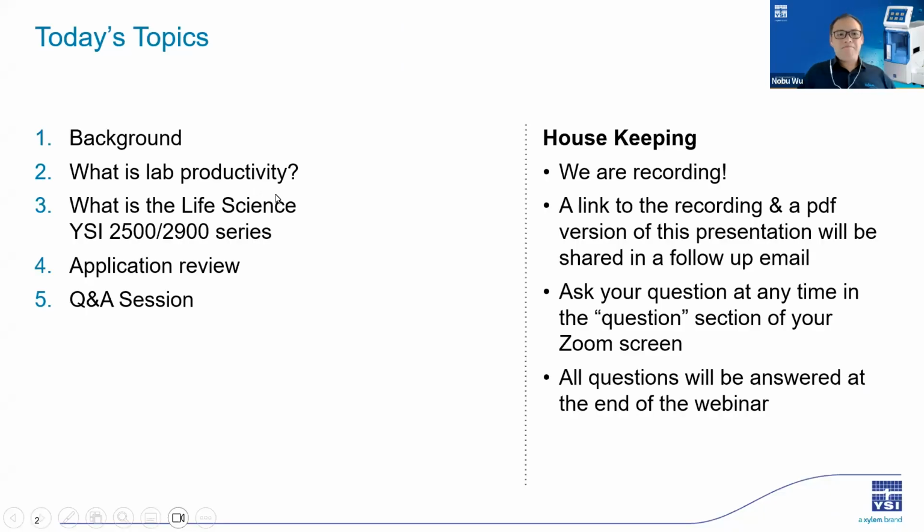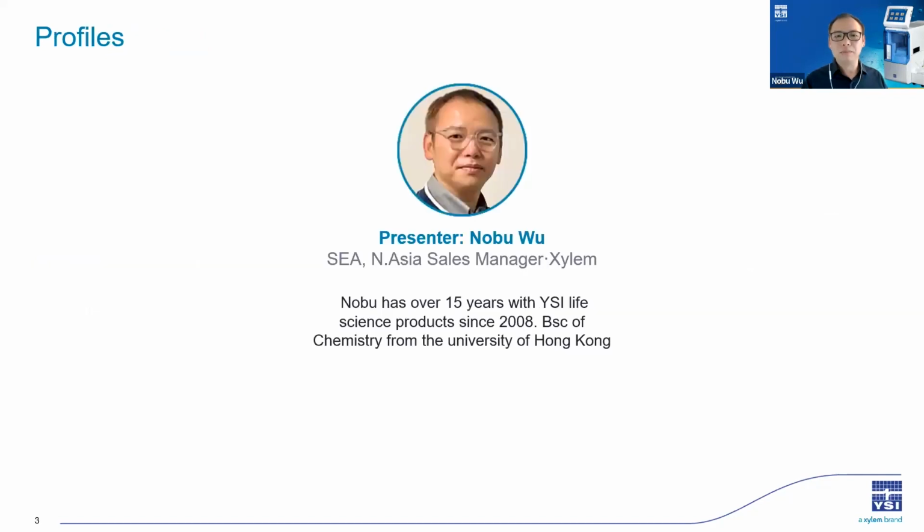So let's start. Today the main topic we are going to talk about is the YSI 2900s that are used in the laboratory to help our customers increase efficiency and productivity. Before that, maybe we should have some idea about what kind of efficiency or productivity most customers are looking for in their laboratory.